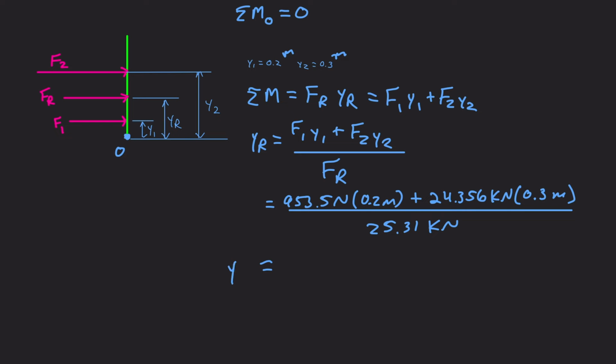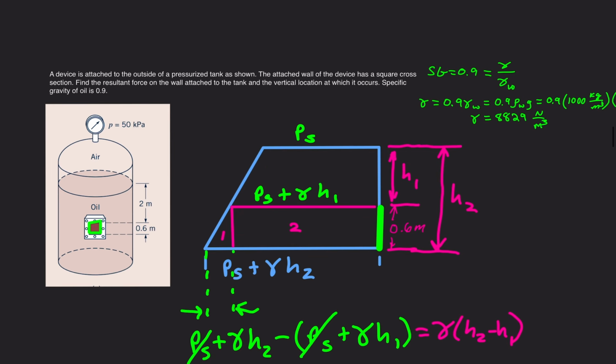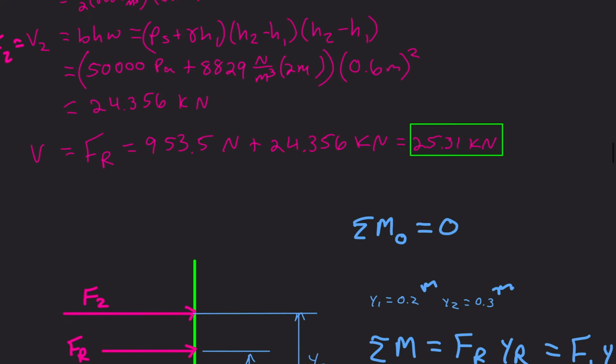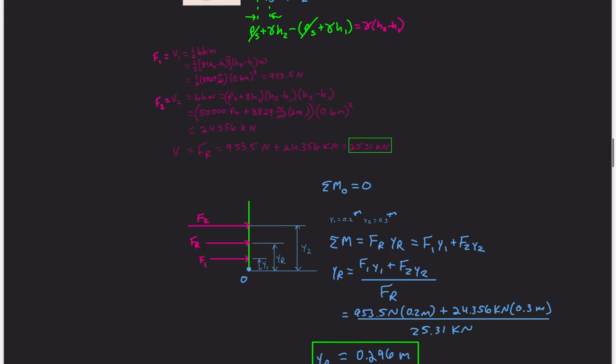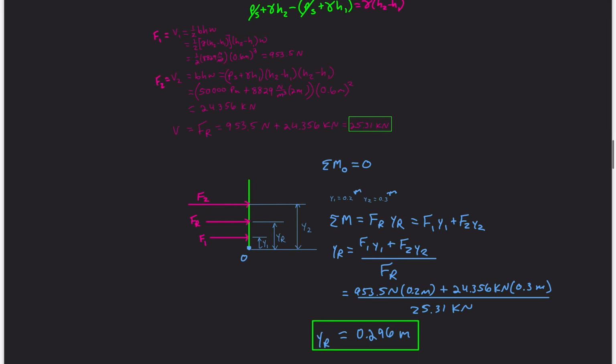And we get that our resultant height, by the way, this is from the bottom, right? This is from the bottom. That's 0.296 meters from the bottom, okay? And the question asks for the vertical location at which it appears, so it doesn't specify a reference location. So reference from the bottom, that resultant force is 0.296 meters from the bottom, okay? So that is going to be it for this problem.